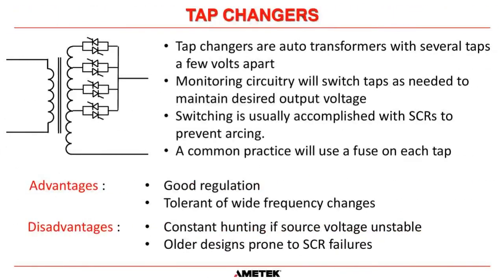Tap changers are typically an isolation transformer, and the secondary has multiple taps on them. Monitoring circuitry will then adjust the taps, turn on a set of SCRs as we show here, to select the proper output voltage. Again, SCRs are used versus mechanical contacts for reliability and to prevent arcing.